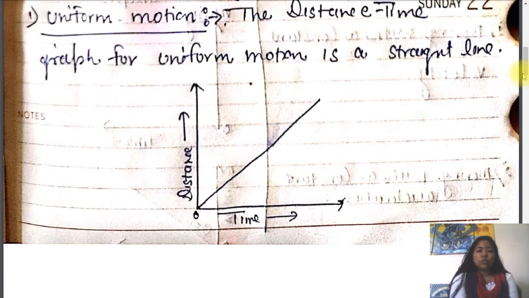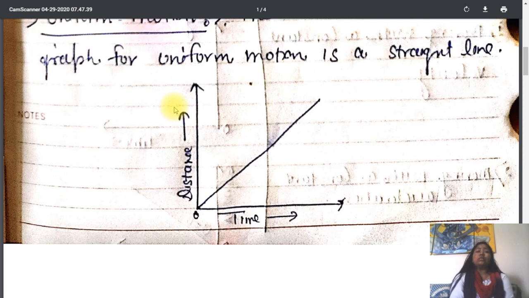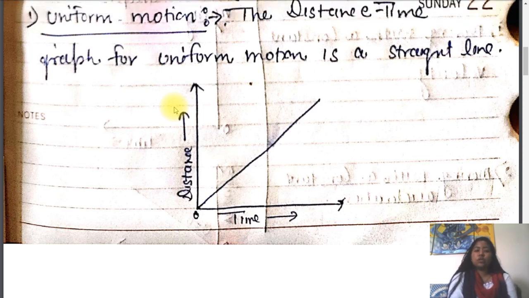So if we plot a distance-time graph for uniform motion, distance is always represented along the y-axis and time is always represented along the x-axis. Right? Whenever we plot the graph for uniform motion between distance and time, it will always be treated as a straight line.